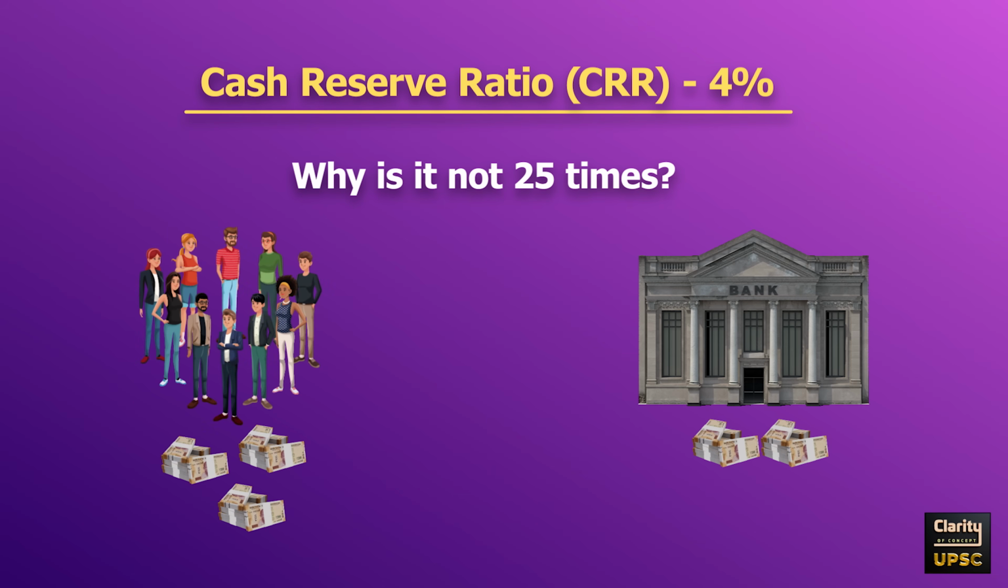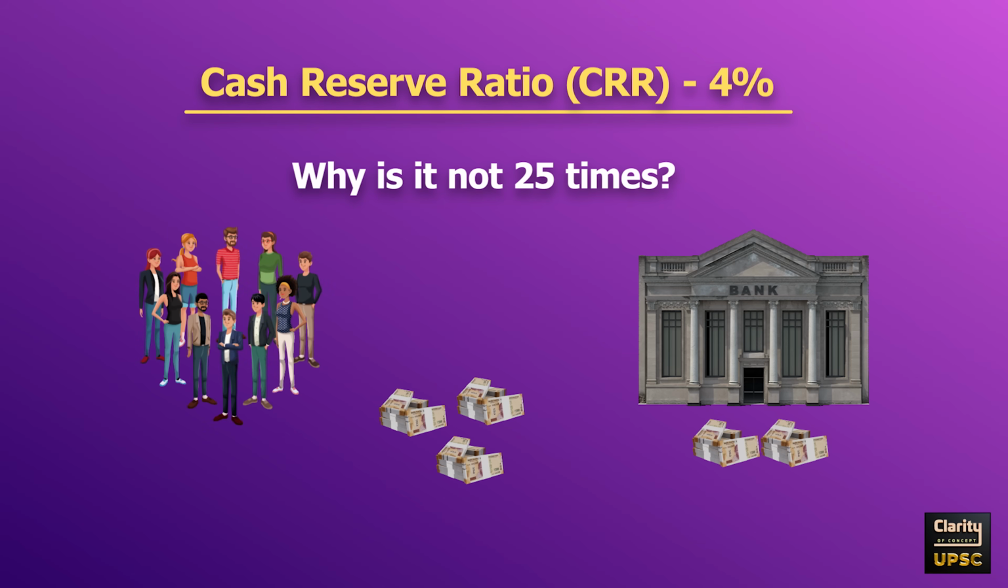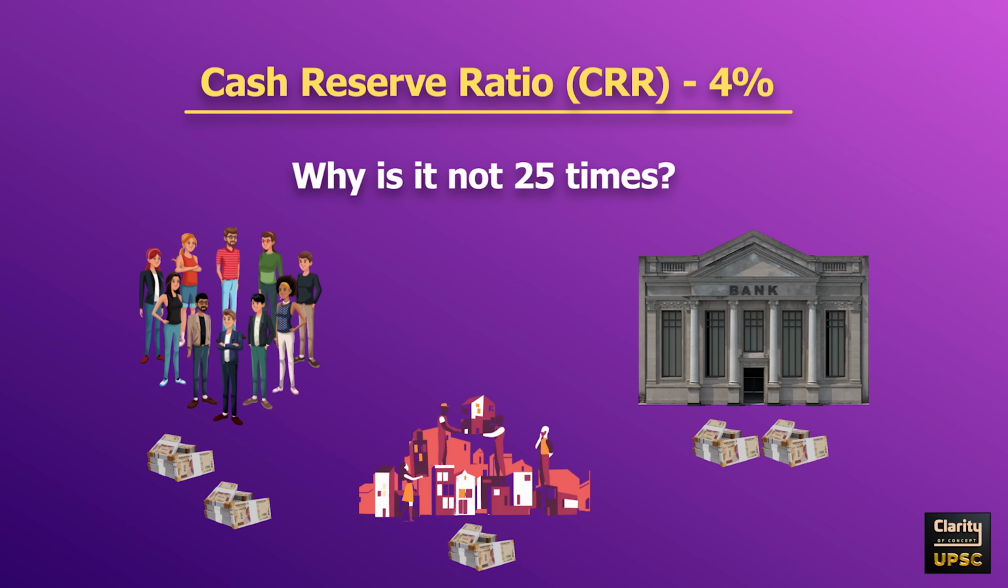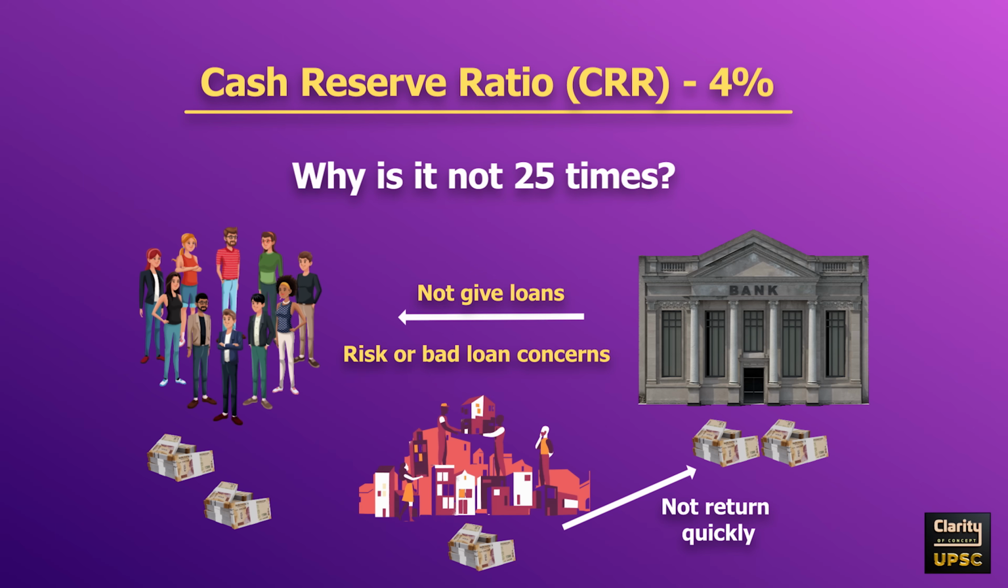Because in reality, not all money comes back into banks. People keep some money as cash in hand. Some money goes into the informal sector, where it does not return to banks quickly. Also, banks do not give loans all the time. Sometimes they hold back due to risk or bad loan concerns. That is why the actual multiplier stays around 5.7, even though the CRR looks small.